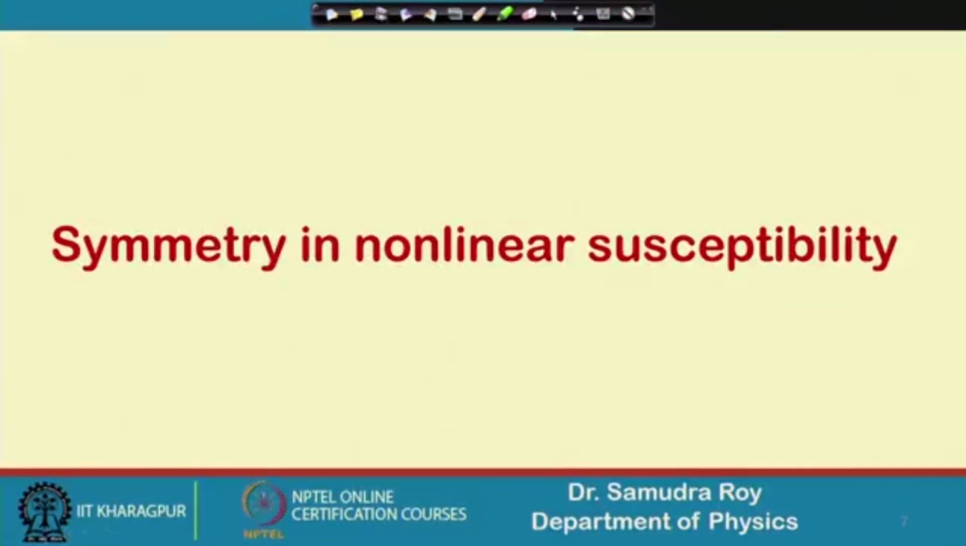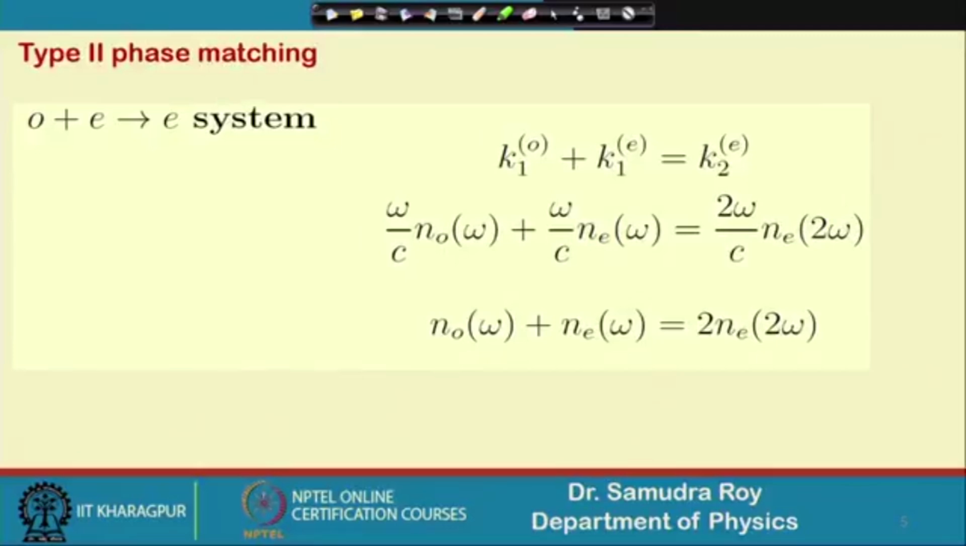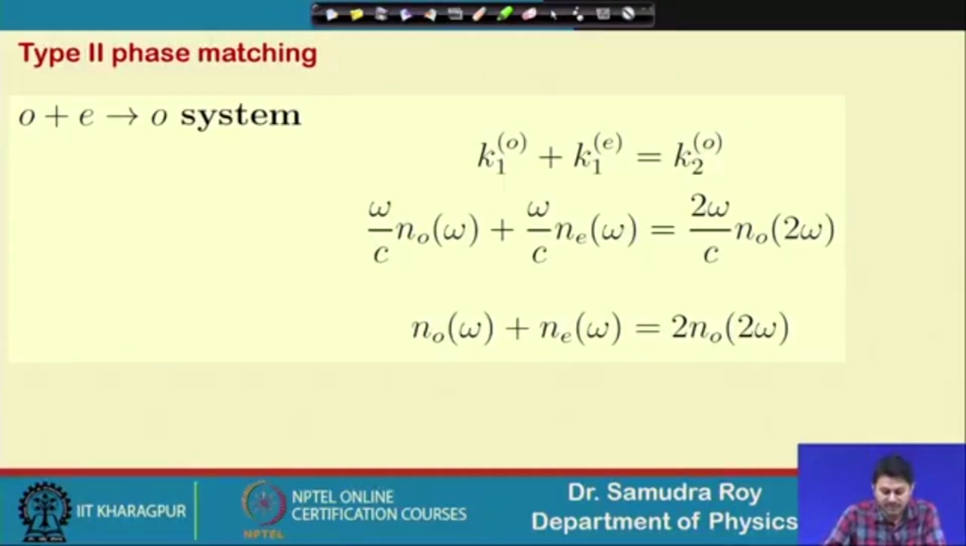Next thing we are going to learn is symmetry in nonlinear susceptibility. Here let me go back to this type 2 phase matching. In type 2 phase matching we have two different conditions, this and this. For these two different conditions, again it is possible to find the direction, but it is a complicated one. One can find the angle theta by using this expression. It will be a complicated kind of expression, but it is possible to find some angle at which these things are valid.